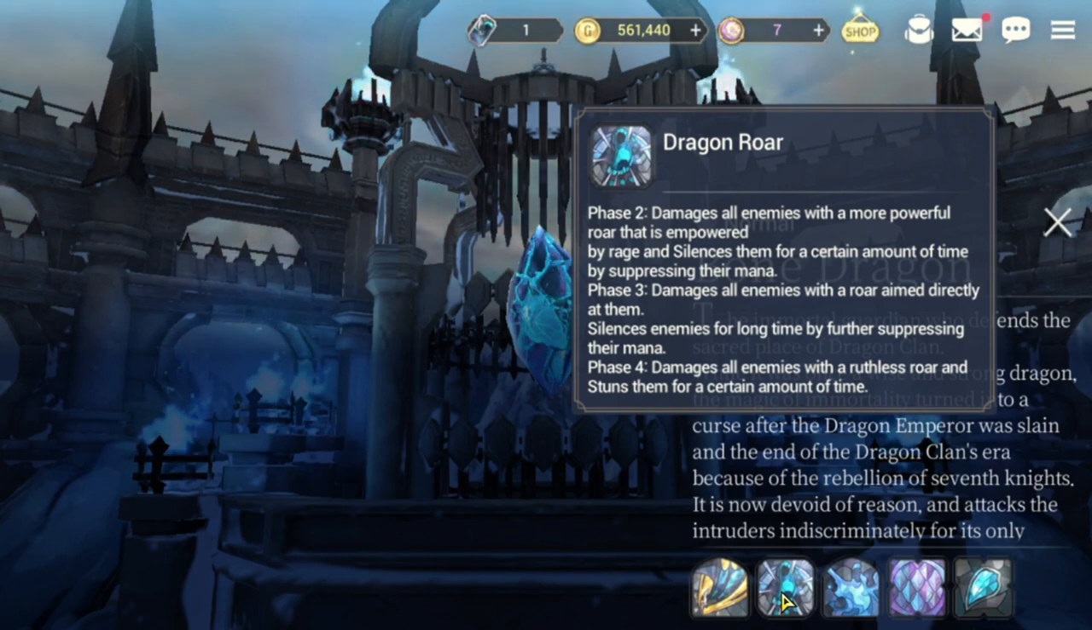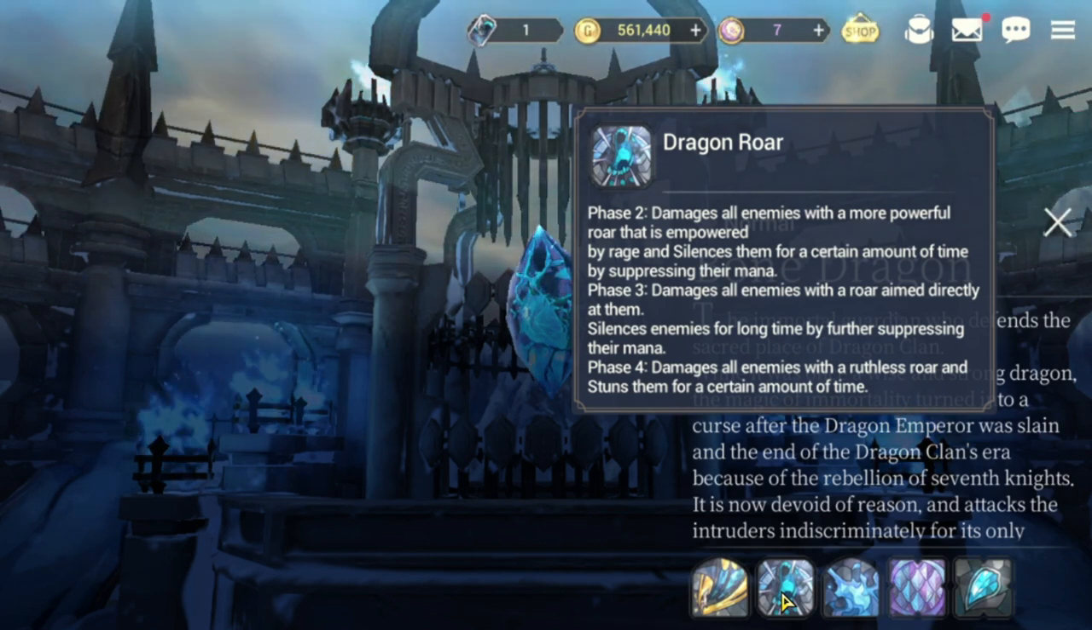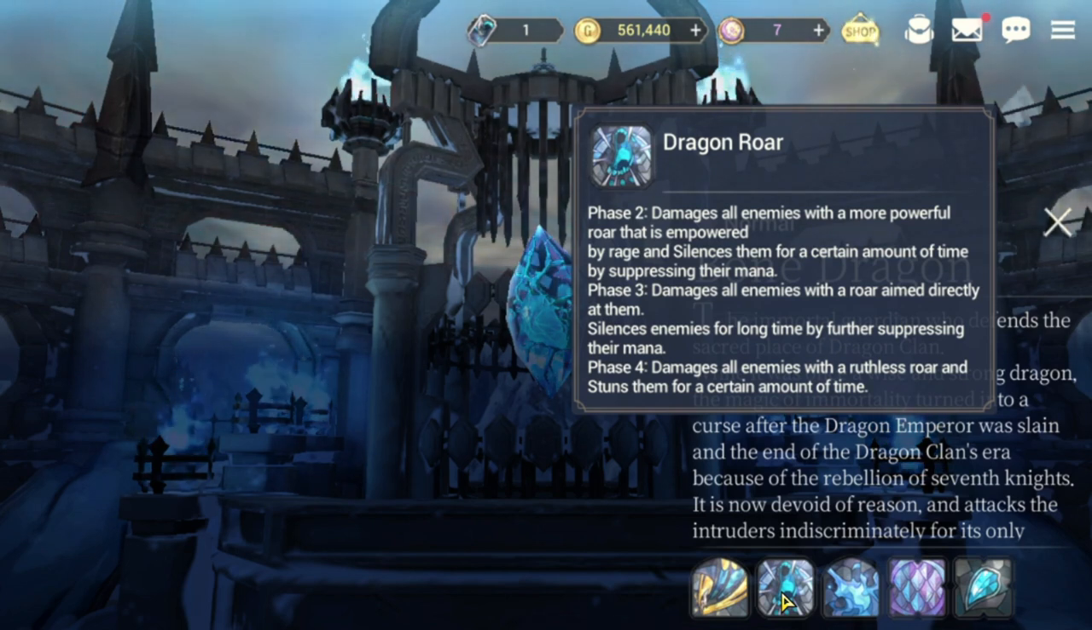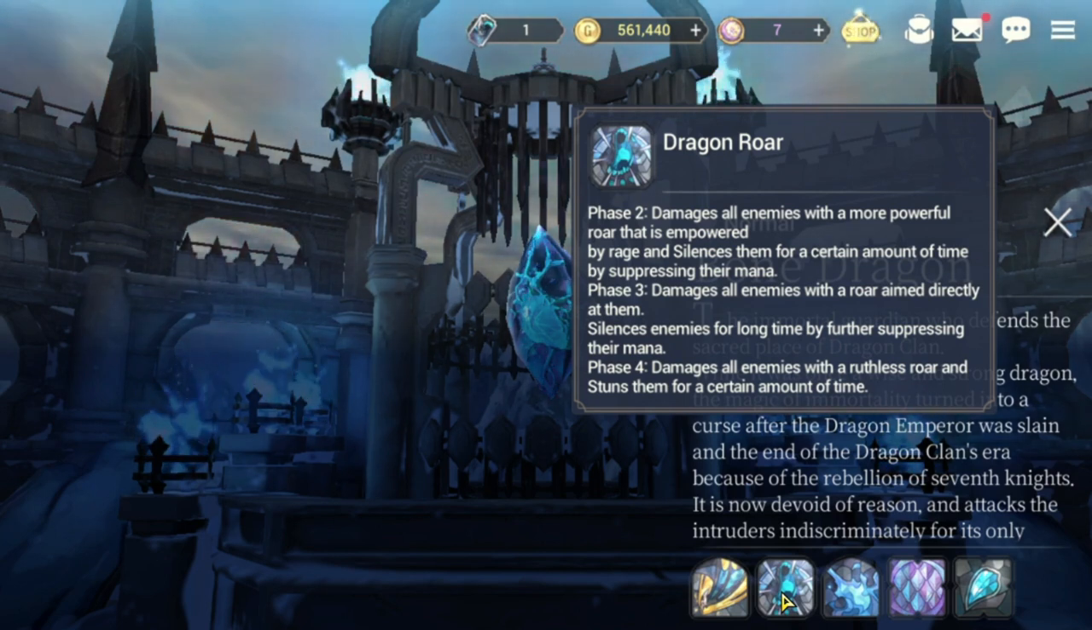For Dragon Roar, the problem with this one: you can actually go through phases 2 and 3, but you need a machine set for phase 4 for you not to be stunned. So that is why phase 4 is actually a team building based on the specific need of putting a set effect on each of the heroes that you have for them to reach phase 4.